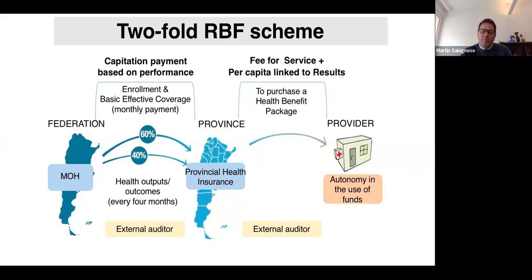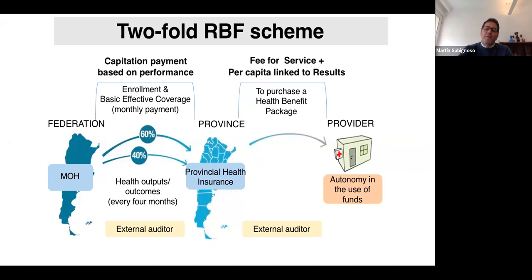And in terms of outputs, the program is measuring, for example, early detection of pregnant women, follow-up of healthy children, immunization coverage, or the prevention of some prevalent cancers. And in terms of outcomes, for example, the program is evaluating the survival of premature newborn babies at 28 days of birth.